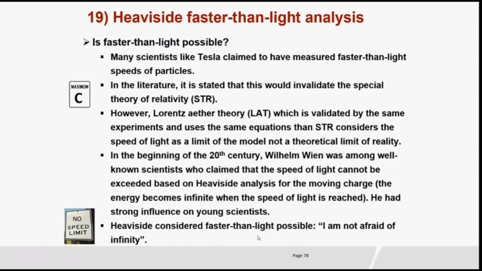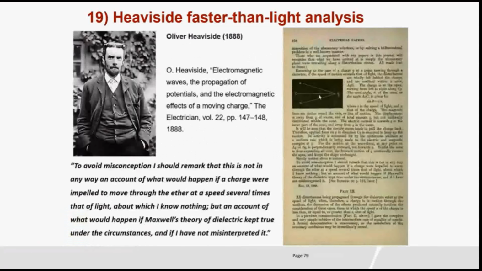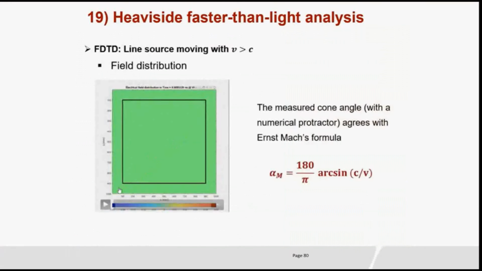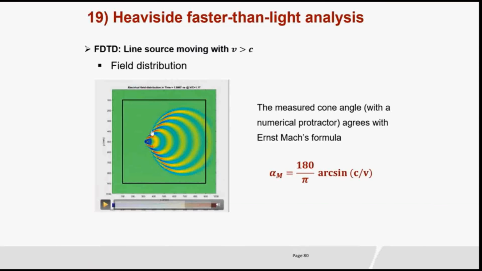And Heaviside actually said that he's not afraid of infinity. And he did an analysis of a moving charge faster than the speed of light. So this is what we see here, and this is the angle that he analyzed. You see sine theta equals v over u, where v is the speed of light and u is the speed of propagation of the charge. So we did that numerically. We moved a line source faster than the speed of light. That's what you see here. We just used Maxwell's equations and moved the source faster than the speed of light. And if we analyze the angle that we got, it's the same angle that Heaviside got, and the same as what we call the Ernst Mach angle. So the same formula.